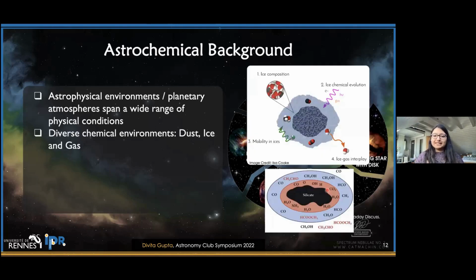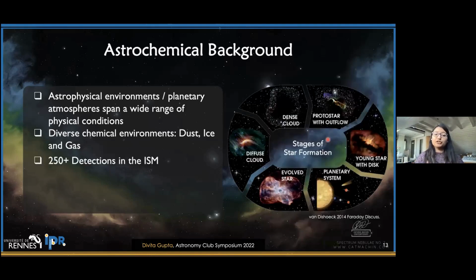Now that we know the different densities and temperatures, you would also have a diverse chemical environment. You would have reactions going on in dust, ice, and gas. For example, your dust particles over here, which can be either carbonaceous or silicate, will have molecules sticking on top of the dust particles. You can also have ices being formed from these molecules, and then you would have this ice-gas interplay as well. So you can really have a very rich chemistry going on. You can have it on dust surfaces, in pure ices, and even in gases, and even their interplays with each other.